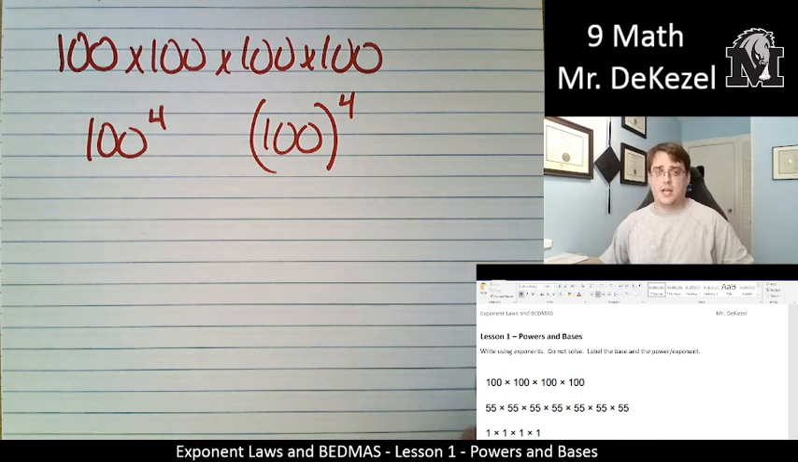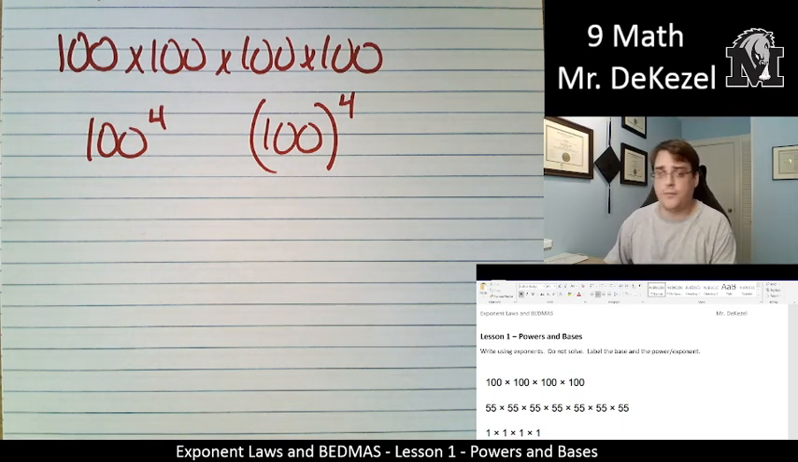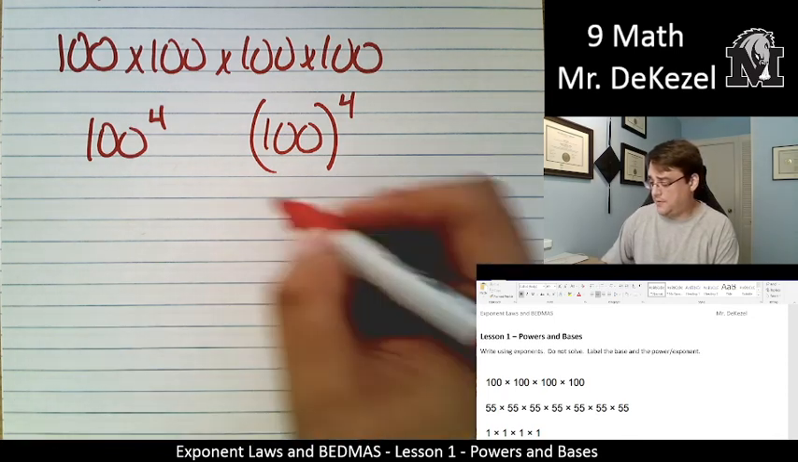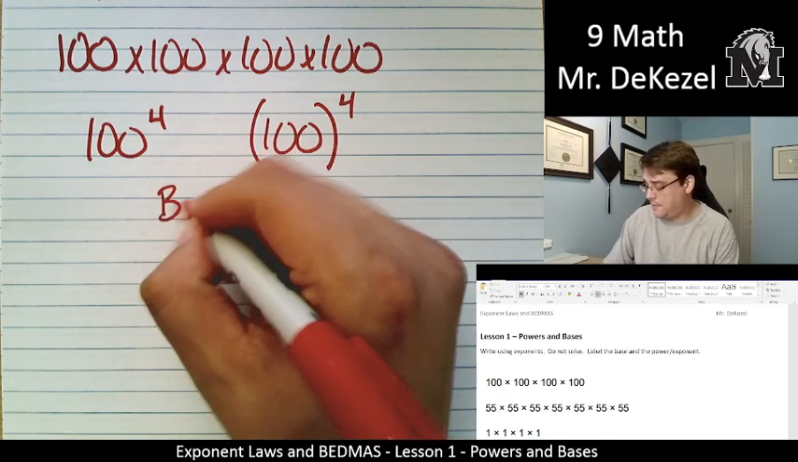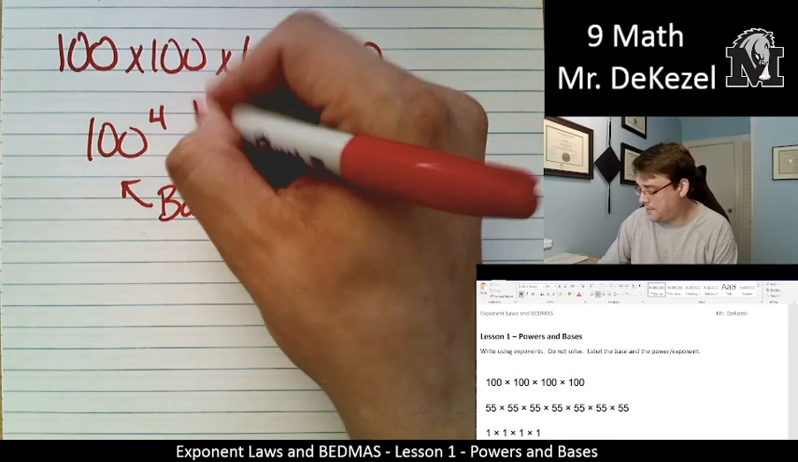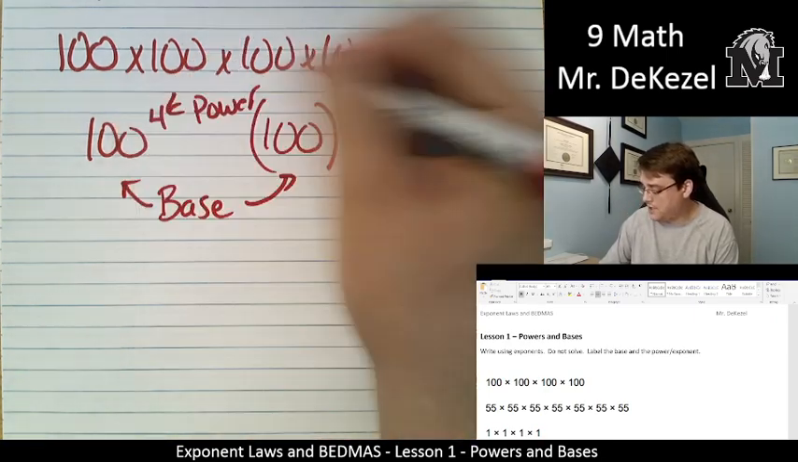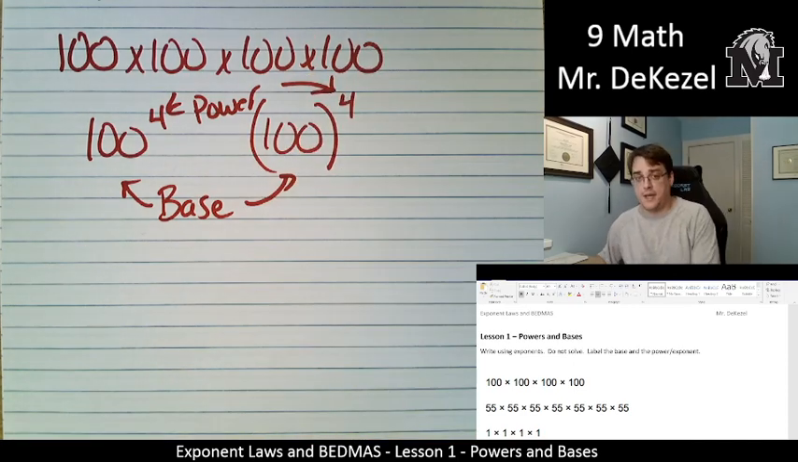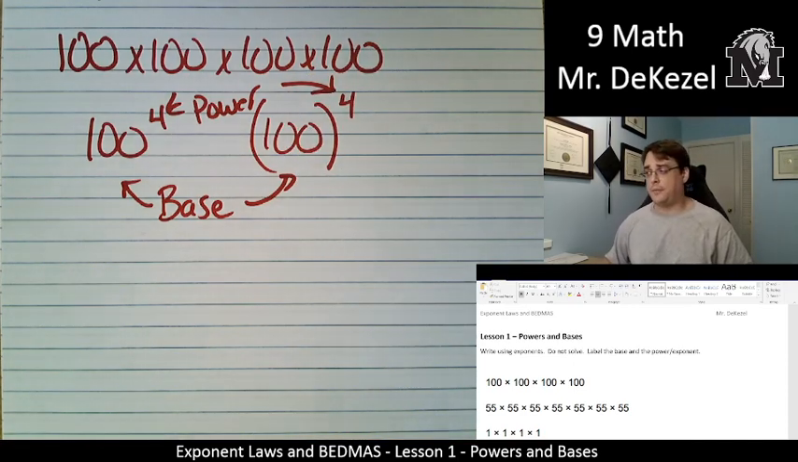But essentially, you count the number of times that number is multiplied by itself and you raise it to that power. I'm going to label a couple of things. This is the base, and this is the power up here. 4 is the power, and 100 is the base. I'm going to label that for a couple more, but not all of these. You are going to be expected to label them in all of the questions that you do in this lesson.